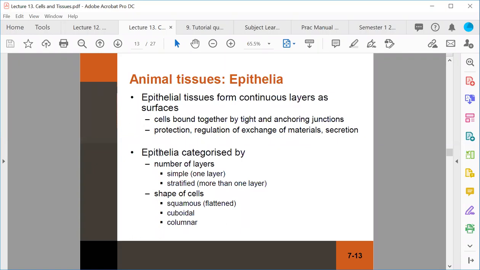Epithelia are categorised by either the number of cell layers or by the shape of the cells. So if there's only one layer of cells, the epithelia is called simple epithelia. If there's more than one layer of cells, it's referred to as stratified epithelia. When we look at the shape of epithelial cells, flattened cells are called squamous epithelia. Cube-shaped cells, cuboidal. Column-shaped cells, columnar epithelia.